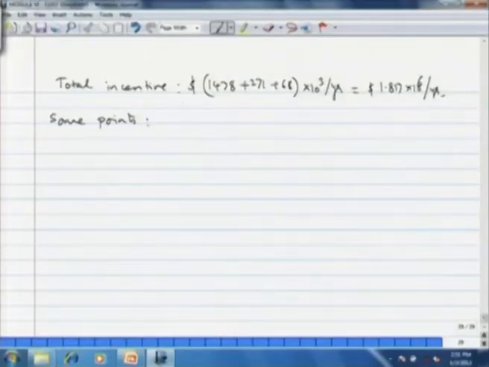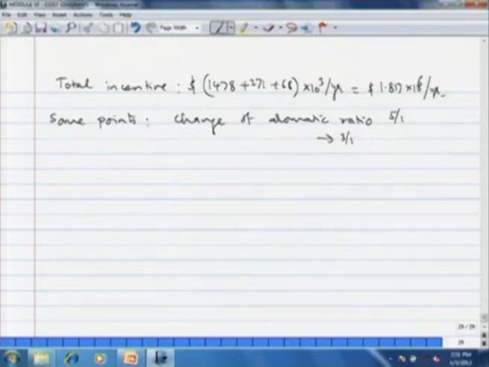Okay. Now, what are the other decisions that we can make? For example, change of process constraint, that is, change of aromatics ratio from 5:1 to, let us say, 3:1. Then what will be the cost saving that is associated with such a decision? We can find out from that particular cost allocation diagram. Now, this I leave as an exercise for you.